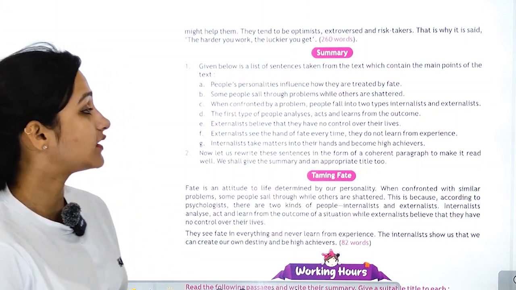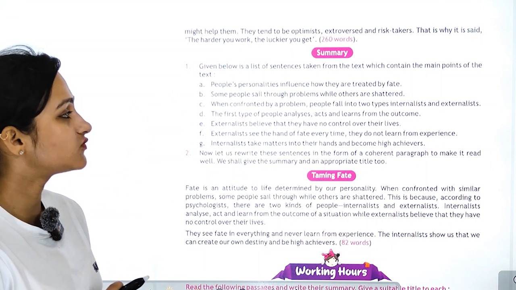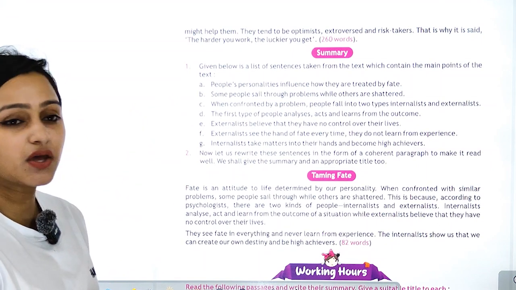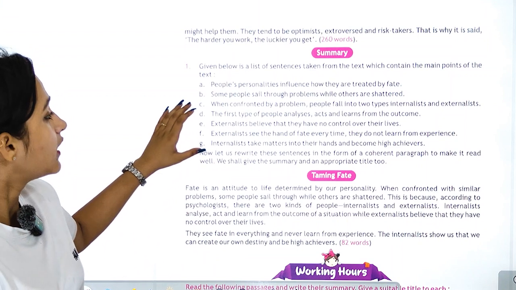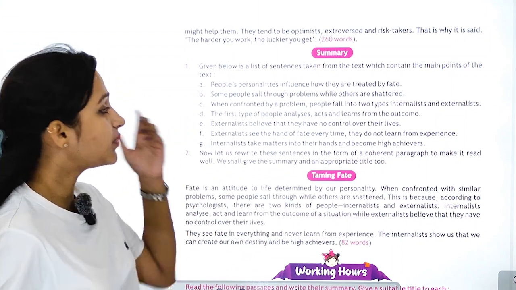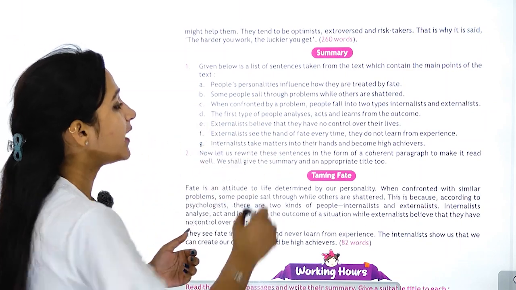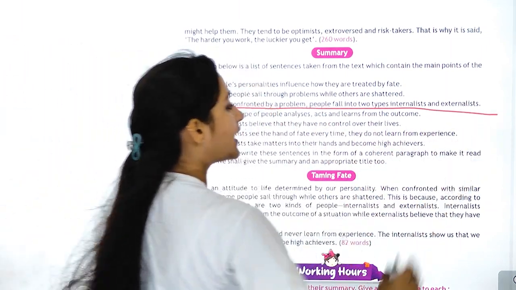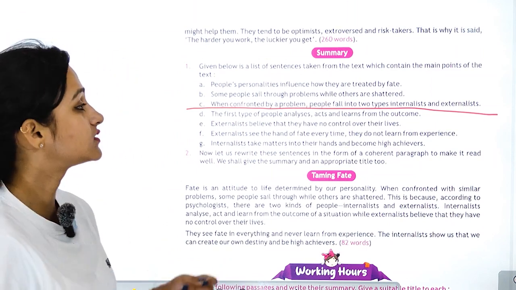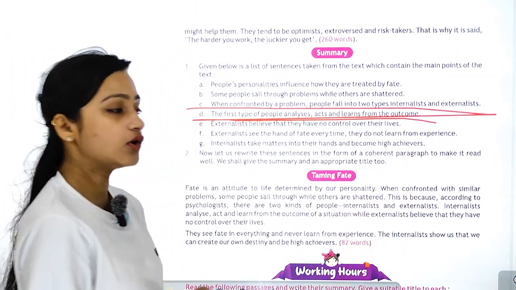This is just 260 words and you have to summarize it. You can summarize like this. Given below is a list of sentences from the text which contain the main points. यहाँ पे main points हैं, like people's personalities influence how they are treated by fate. Some people sail through problems while others are shattered. When confronted by problems, people fall into two types: internalists and externalists. The first type of people analyze and learn from the outcome.